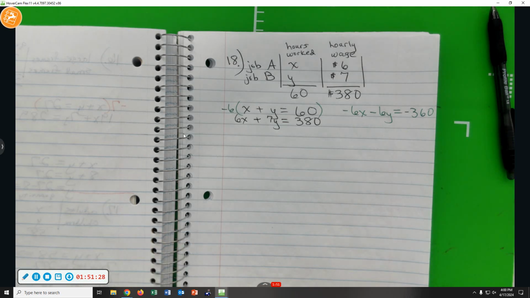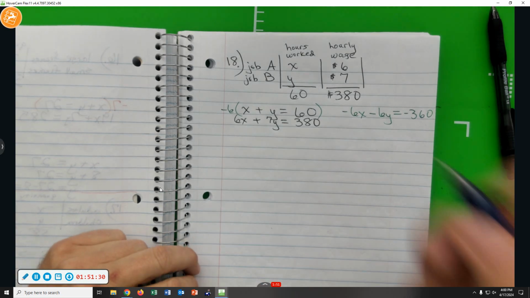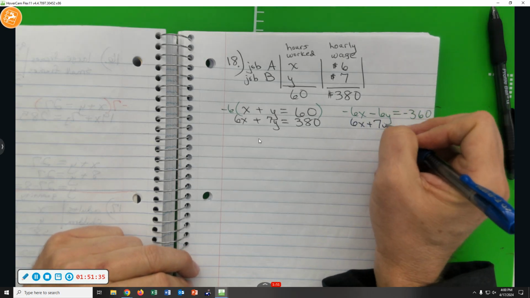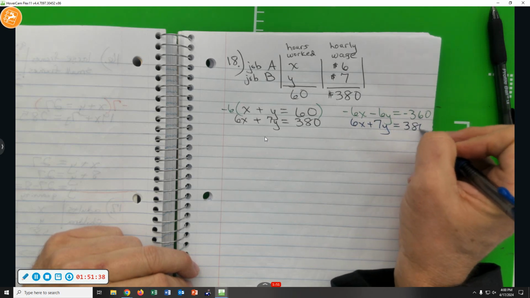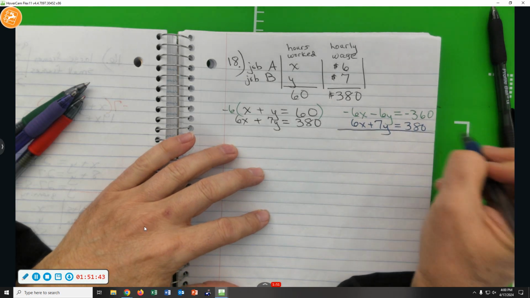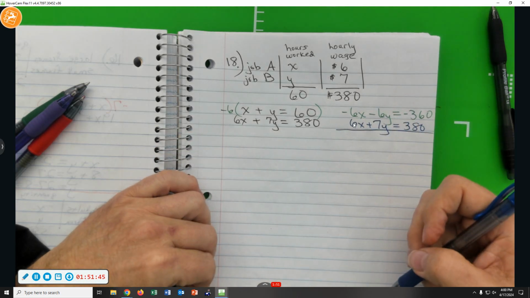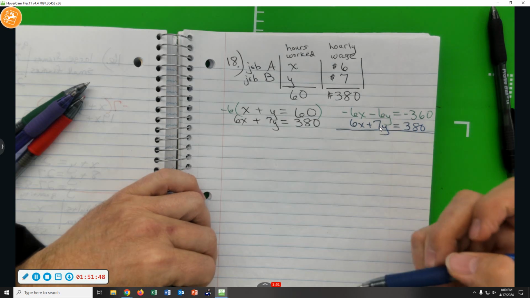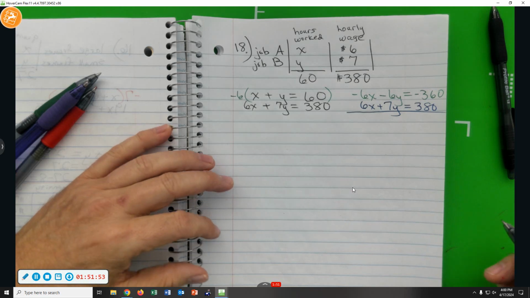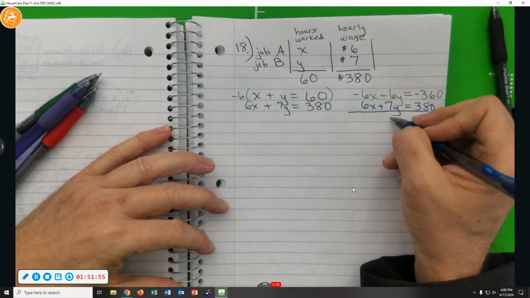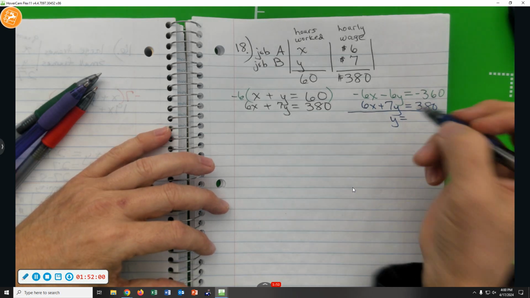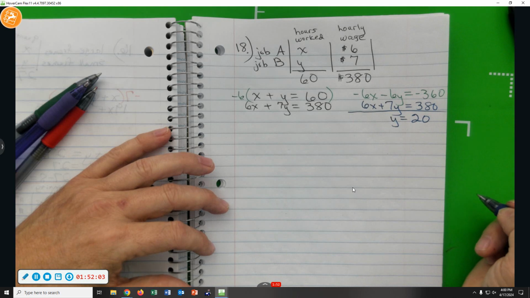The second equation. Oh yeah, we've already come up with it. I was looking at the table. I forgot we've already written out the equations, haven't we? Add the two. -6x plus 6x is eliminated. -6y plus 7y gives me, oh, this is really nice, just 1y equals -360 plus 380, which gives us a positive 20.